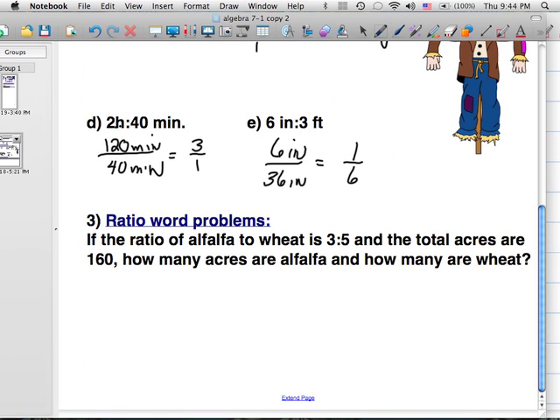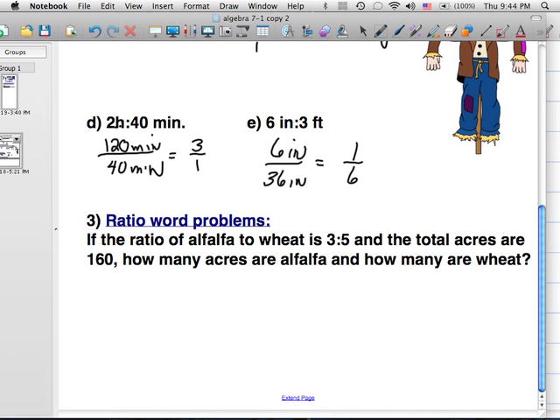And the last kind of problem we're going to see are ratio word problems, which occur frequently. They said the ratio of the alfalfa to the wheat is 3 to 5, and the total acres is 160. So if I take the ratio 3 and 5, if those were acres, 3 acres and 5 acres doesn't add up to 160. So there is a common factor that's been canceled out, just as we were canceling back here.